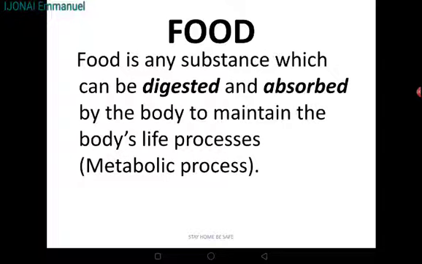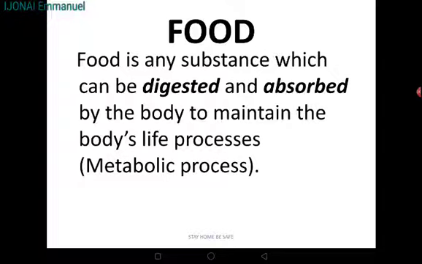The topic is nutrition, and today we are looking at food. Food is any substance which can be digested and absorbed by the body to maintain the body's life processes. Of course, we know that the life processes are called metabolic processes. So any substance that you can take in and digest and absorb and then the body can use is called food.